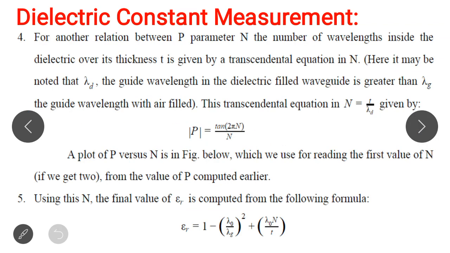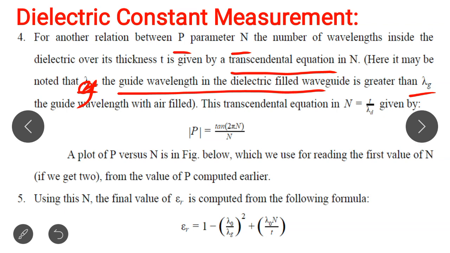Now next, another relation between P and the parameter N, that is the number of wavelengths inside the dielectric of thickness T, is given by a transcendental equation in N. Here we may note that lambda d, the guide wavelength in a dielectric filled waveguide, is greater than lambda g, the guide wavelength in an air filled waveguide. In lambda g the medium is air, and in lambda d the medium is a dielectric material, and that's why it is greater.